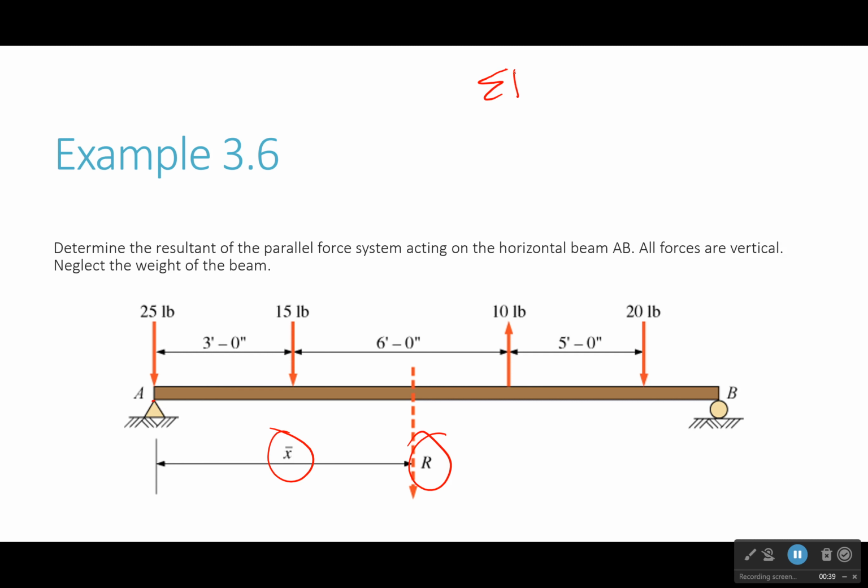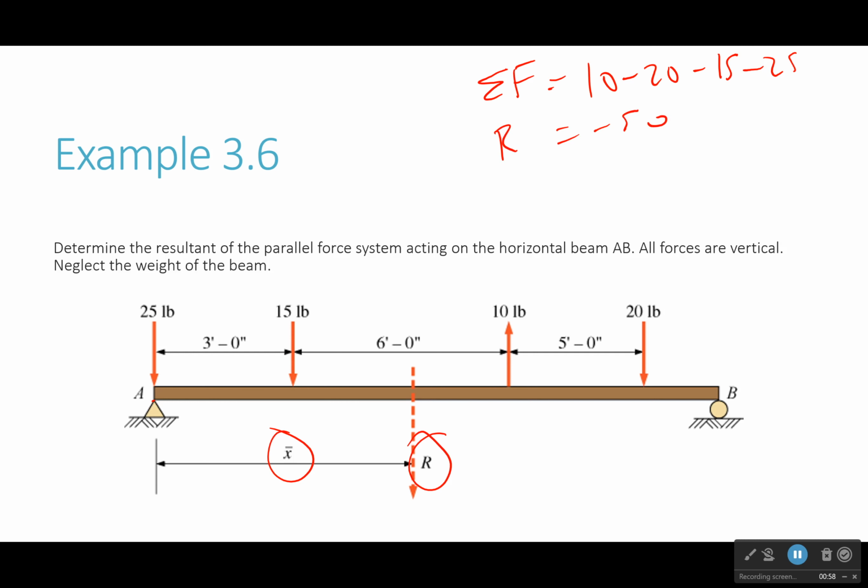So what are the forces? Some of the forces, I'm going to make up positive. So I have 10 minus 20 minus 15 minus 25. This is fairly negative, so minus 60, so that'll be equal to negative 50. So R is going to be equal to negative 50.